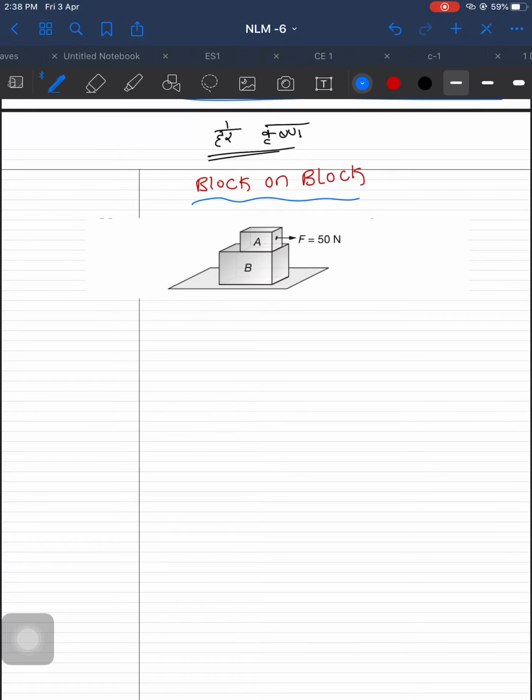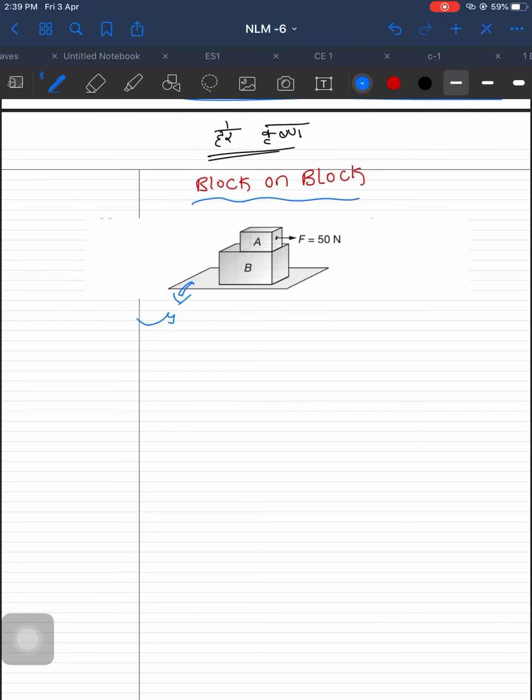Hi students, today we are going to discuss the block on block concept. It is very important and a little tricky problem. If you understand this, it is very easy to solve. If you don't understand, you will be confused about where we should apply what formula, where we should apply force. Now this is a basic and simple example.